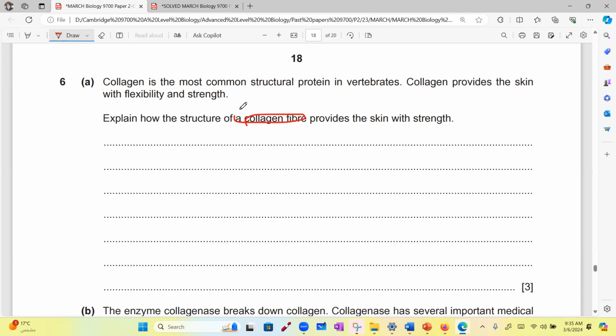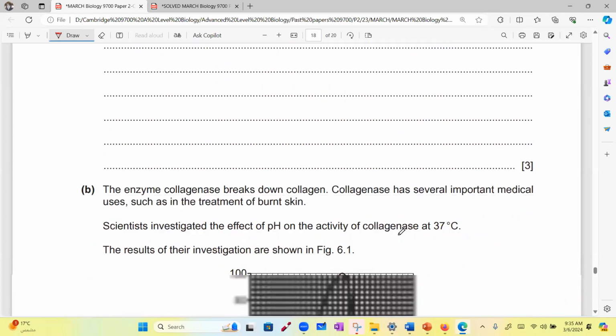Each third amino acid is glycine, so they can coil. Yes, they can come very close together and make a tight coil. So tight coiling, many hydrogen bonds, staggered ends, covalent crosslinks. They move in so many different directions to make the fibers so that they withstand stresses. So we said here 5 reasons. The enzyme collagenase breaks down collagen.